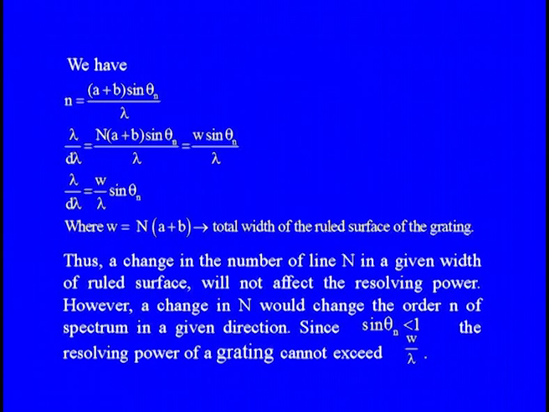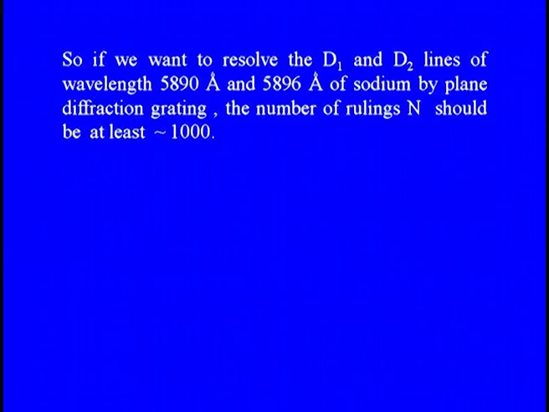Since sin theta n is less than 1, the resolving power of a grating cannot exceed w by lambda. So, if we have to resolve the D1 and D2 lines of wavelength 5890 angstrom and 5896 angstrom of sodium by a plane diffraction grating, the number of rulings N should be at least of the order of thousands.